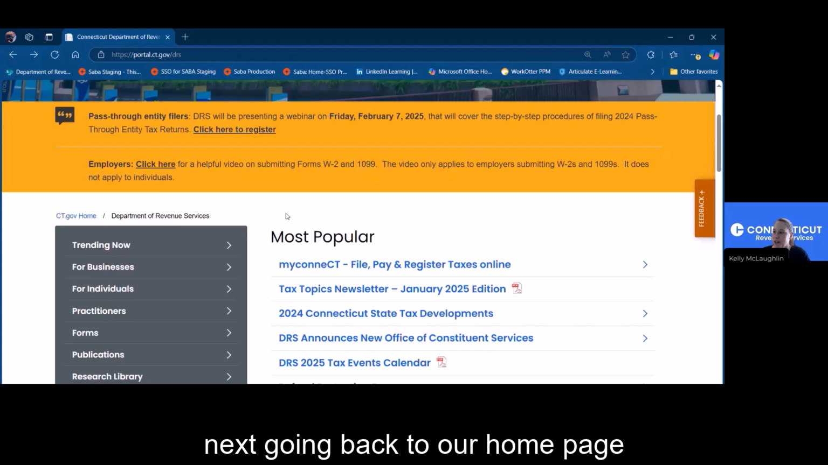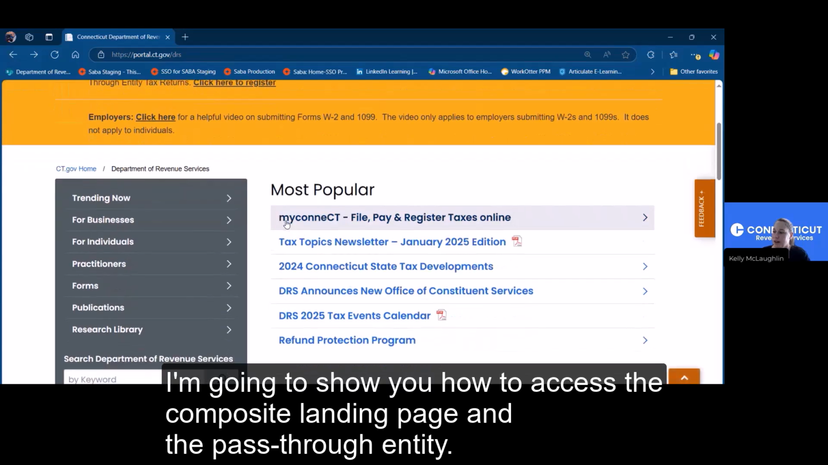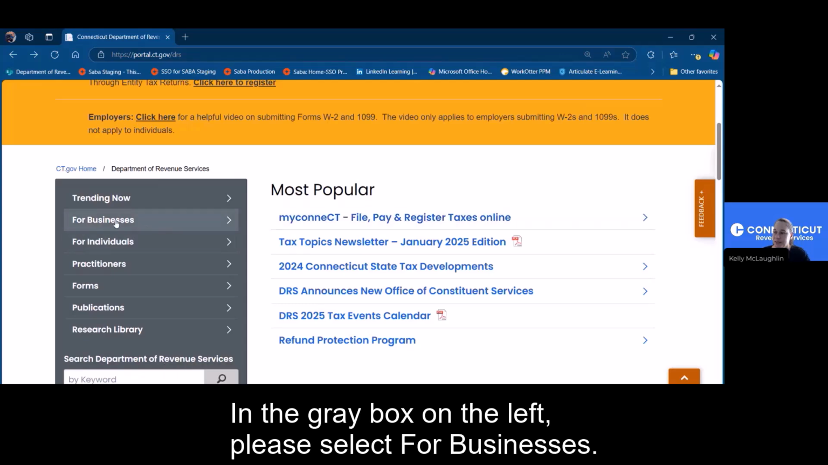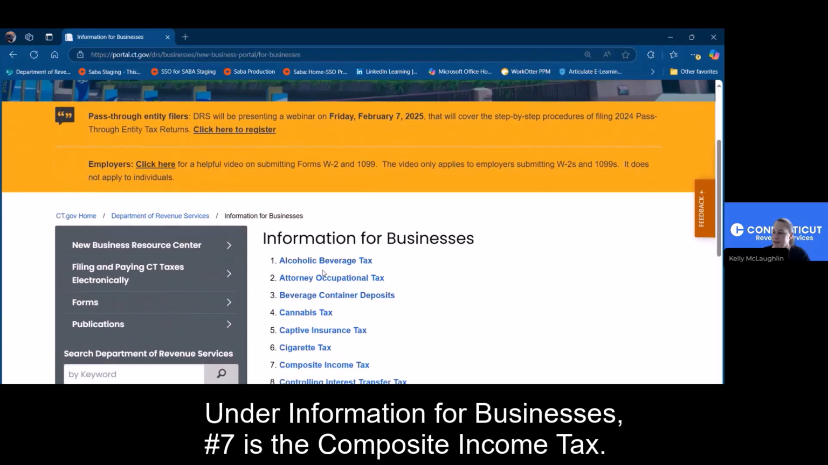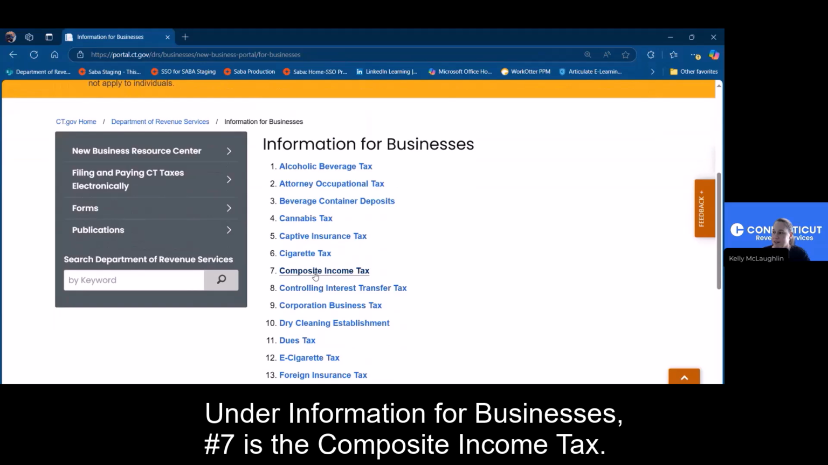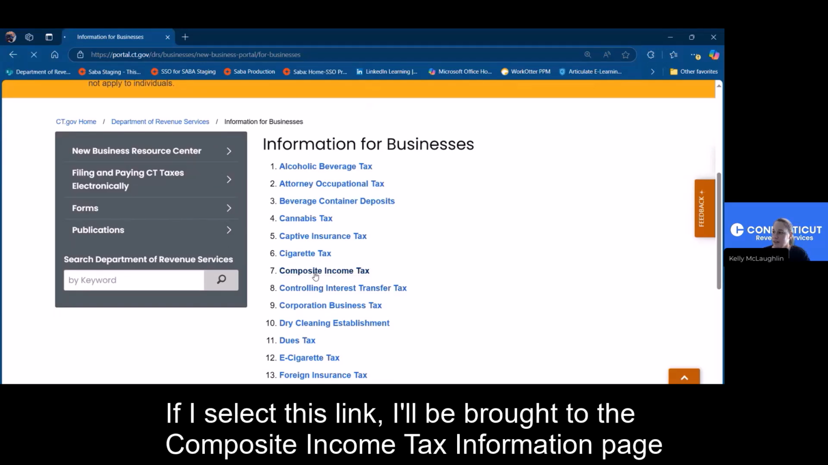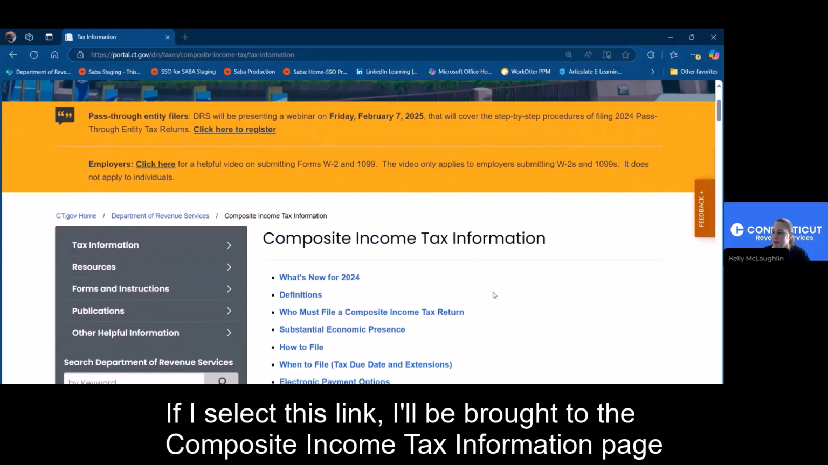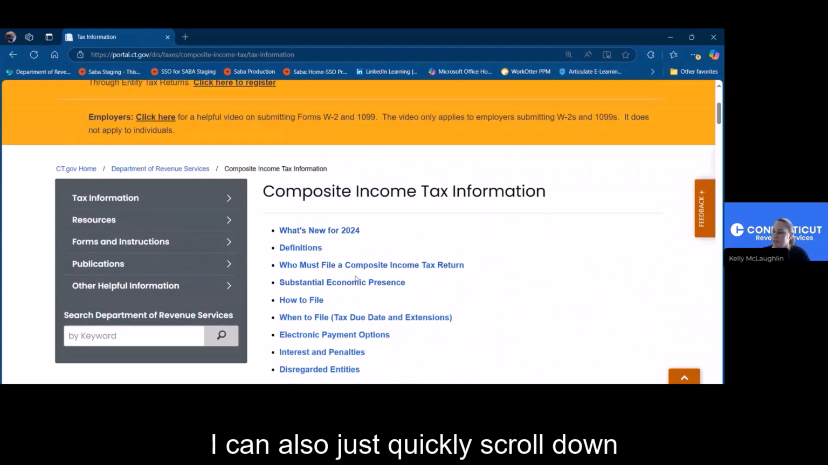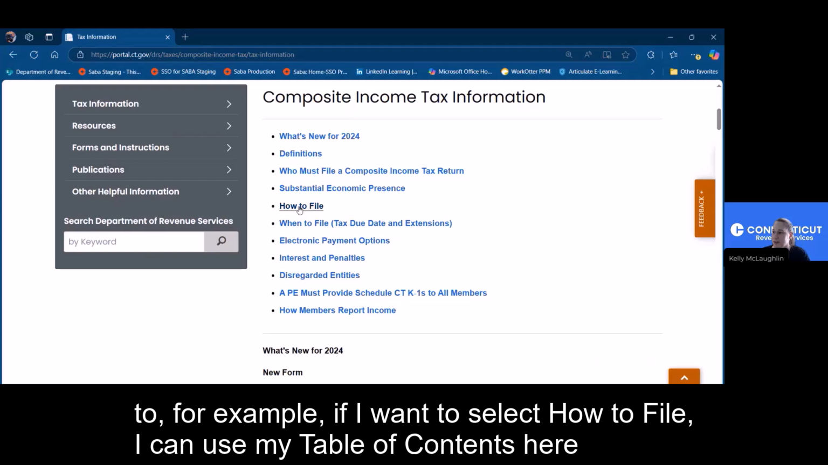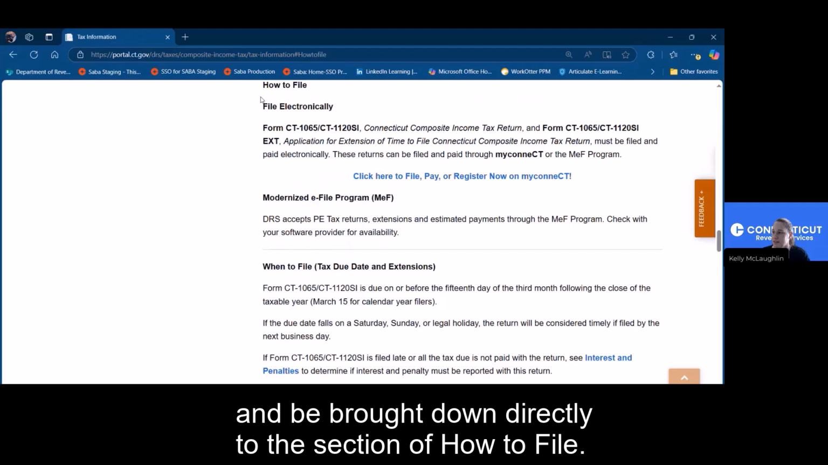Next, going back to our homepage, I am going to show you how to access the composite landing page and the pass-through entity page. In the gray box on the left, please select For Businesses. Under Information for Businesses, number 7 is the composite income tax. If I select this link, I'll be brought to the composite income tax information page where I can read through all of the information related to the Connecticut composite tax. I can also quickly scroll down to, for example, how to file. I can use my table of contents here and be brought down directly to the section of how to file.